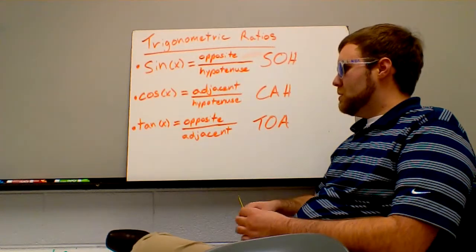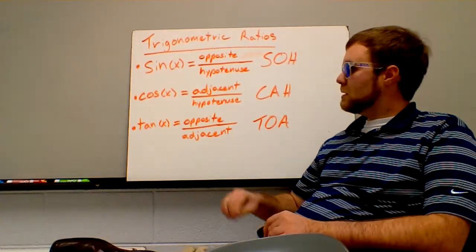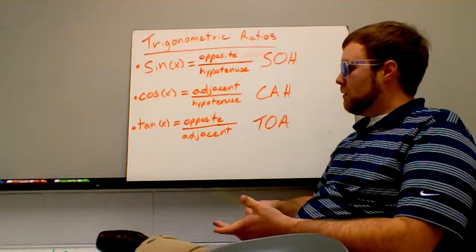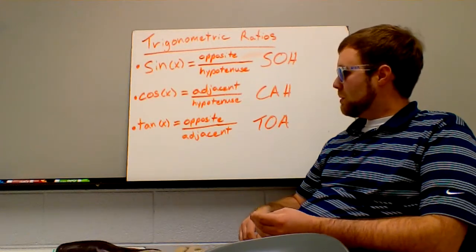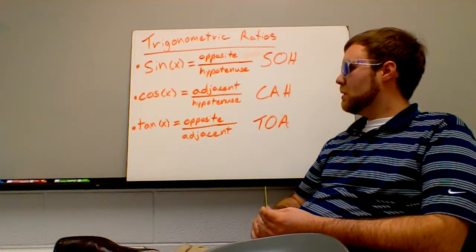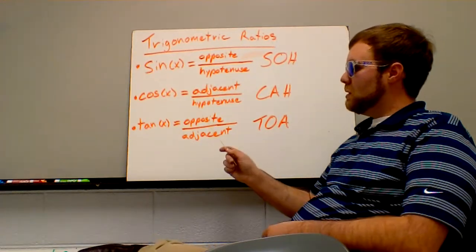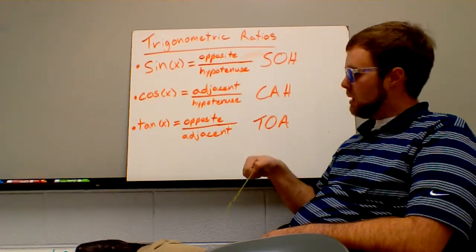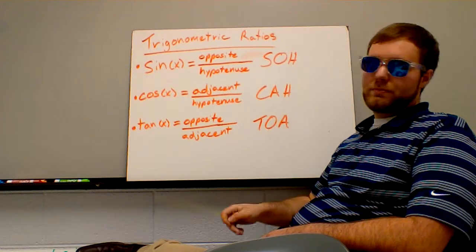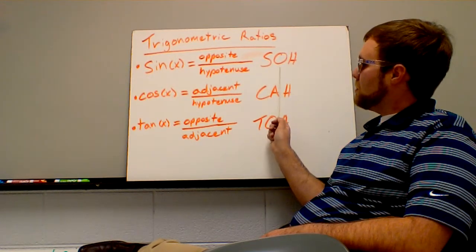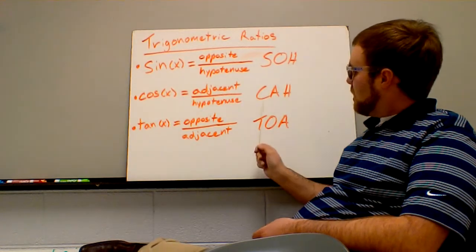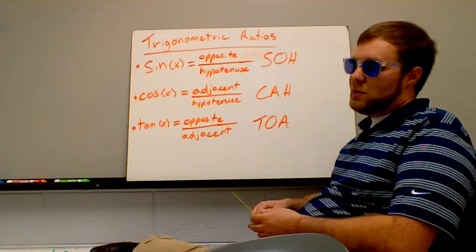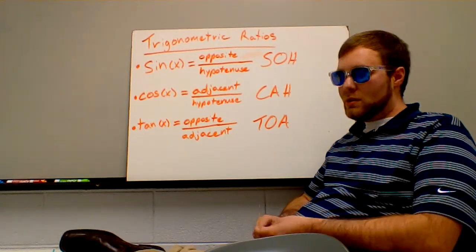The cosine of an angle is equal to the side that's adjacent to it, so right next to it, and the hypotenuse. And then finally, we've got the tangent of x. It kind of stands out because it doesn't have anything to do with the hypotenuse. So the tangent of an angle is equal to the opposite side over the adjacent side. I showed you that today in this form, SOHCAHTOA. So sine is opposite over hypotenuse, cosine is adjacent over hypotenuse, and tangent is opposite over adjacent. So those are my trigonometric ratios.